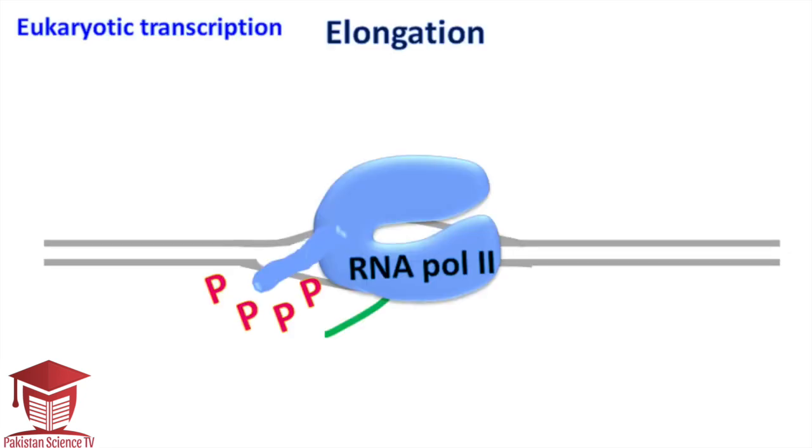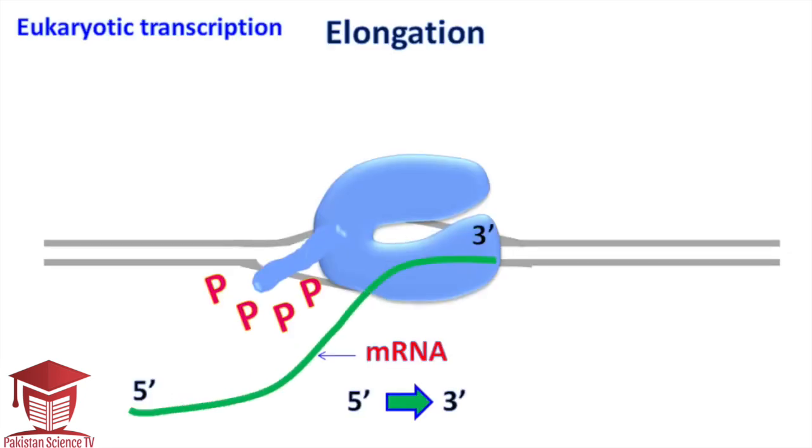5' capping. As the RNA polymerase starts elongation, the mRNA starts forming. The formation of mRNA occurs in 5' to 3' direction.